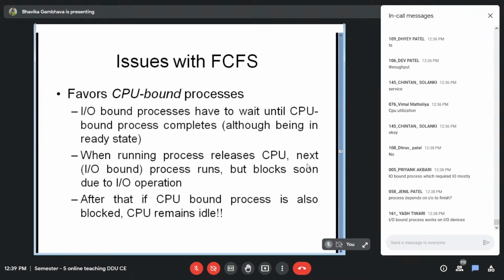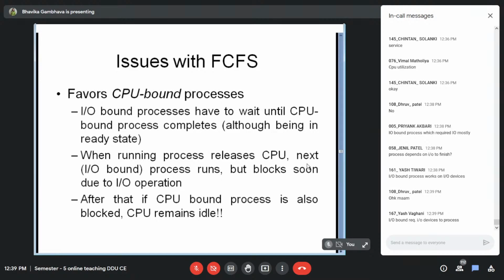So anyway, you are right. When we say CPU bound process, if any process is spending maximum time on CPU, then that is a CPU bound process. If any process is spending maximum time on IO, then that is an IO bound process. Let me give you an example.